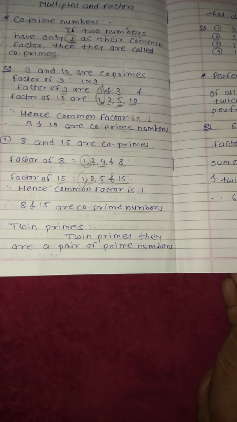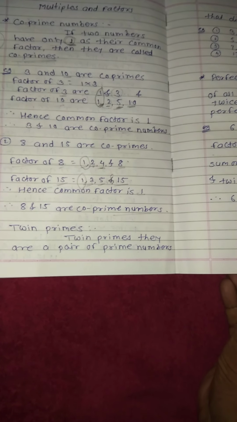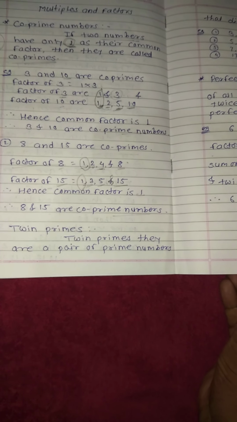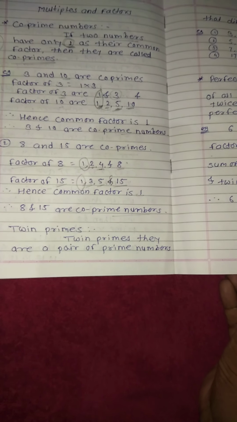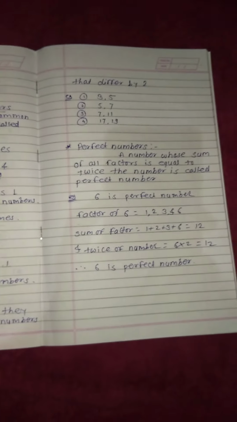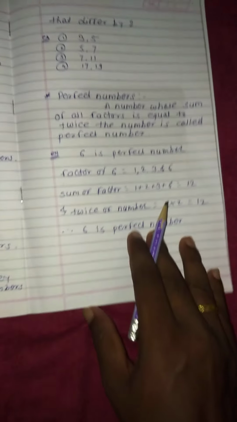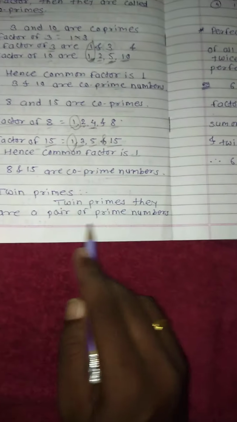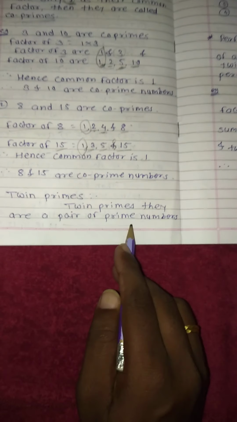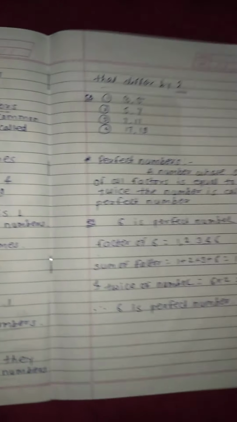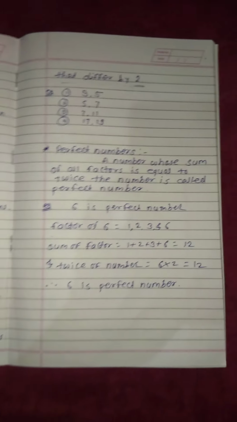Now we have to find out the twin prime numbers. I've already given some examples. Numbers that differ by 2 are twin primes. They are a pair of prime numbers that differ by 2, meaning prime numbers which differ by 2.